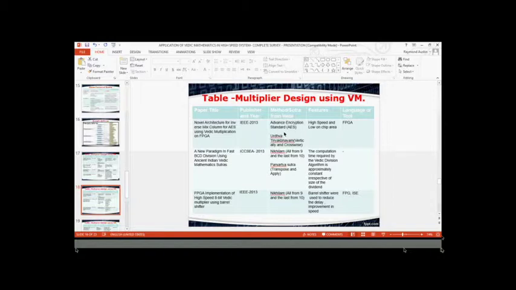Another one was a new paradigm in fast BCD division using ancient Vedic mathematics sutras. They used the Nikhilam Sutra, all from 9 and the last from 10, and transpose and apply. They have not written which tool or languages they used for conducting this work.